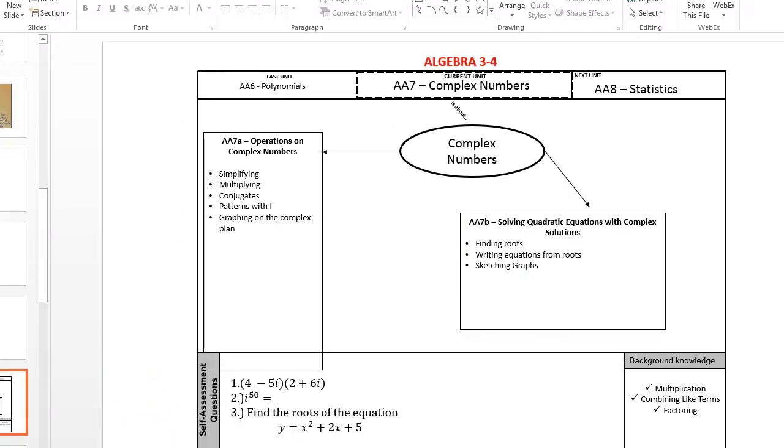Just some information on what we're going to do this chapter. You're welcome to write this down or just keep it so that you know. We're going to talk about simplifying. We're going to talk about multiplying, conjugates, patterns with i, and graphing on the complex plane.